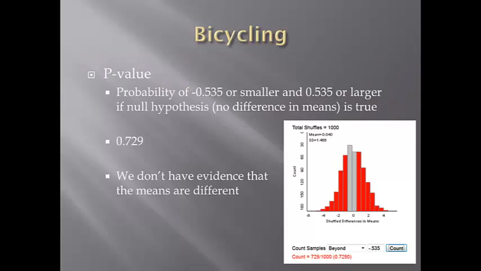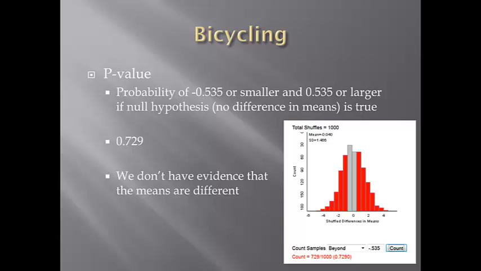The p-value that we find when we compare the carbon frame bike to the steel frame bike is 0.729. This is the probability of getting negative 0.535 or smaller and 0.535 or larger in our null hypothesis simulation. This happens frequently. We get a very large p-value.